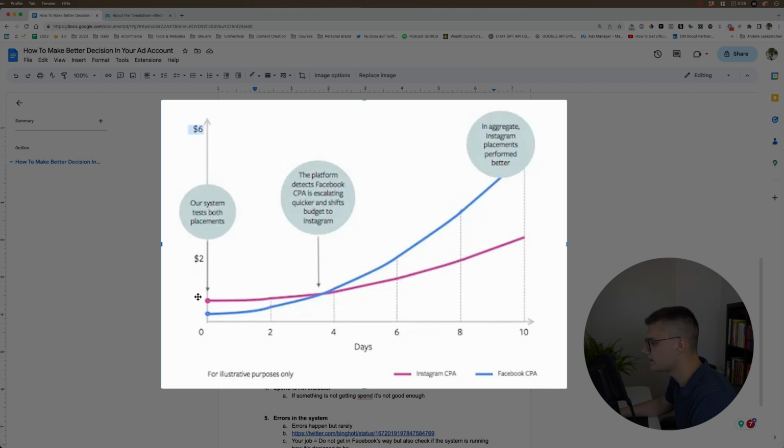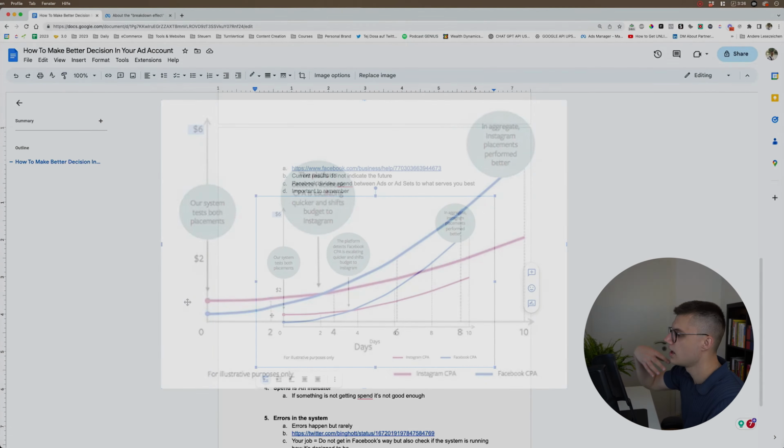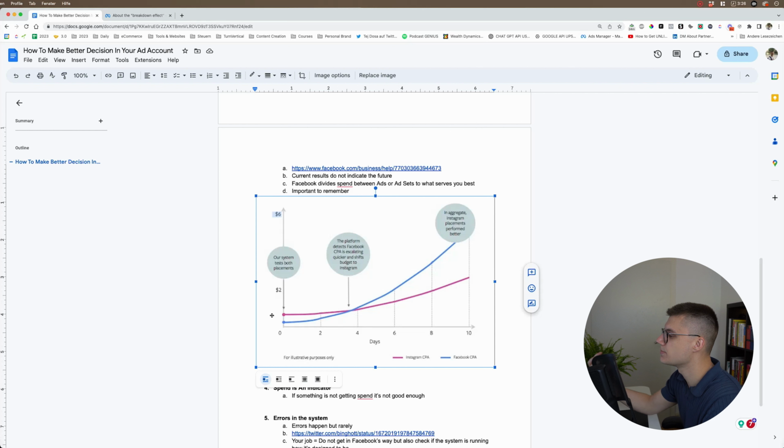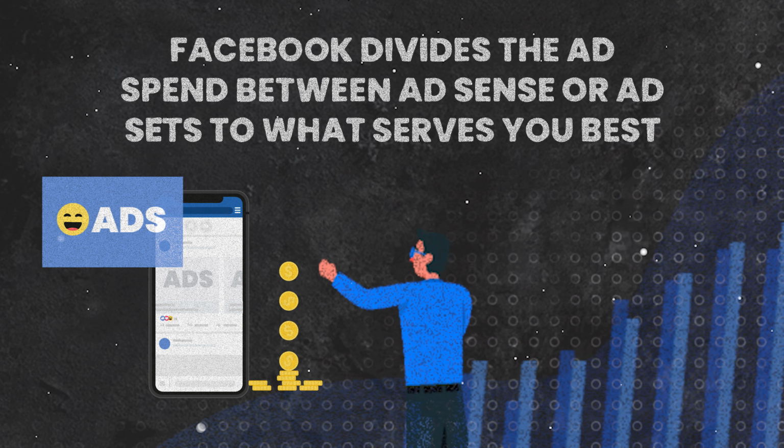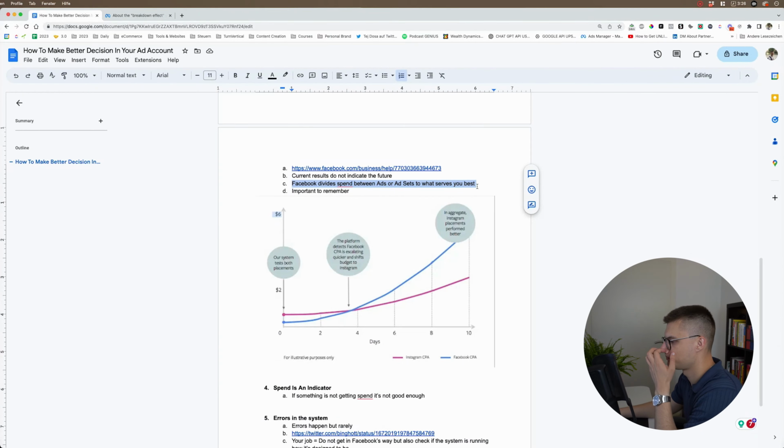But the breakdown effect is basically that the algorithm, the system, Facebook can detect the future. And after a couple of days, the CPA would have shot up through the roof. And this is where Facebook is spending more on the one which you are seeing has a higher CPA, but in fact, in the future, it would not have had a higher CPA, right? And this is why you may see ads which have a high ROAS which Facebook is not spending money on, and ads with a low ROAS which Facebook is spending money on, because they know it can deliver stable results and the other ads couldn't bring those results, etc., right? Facebook divides the ad spend between ad sets or ads to what serves you best, right? And that's what you have to understand.